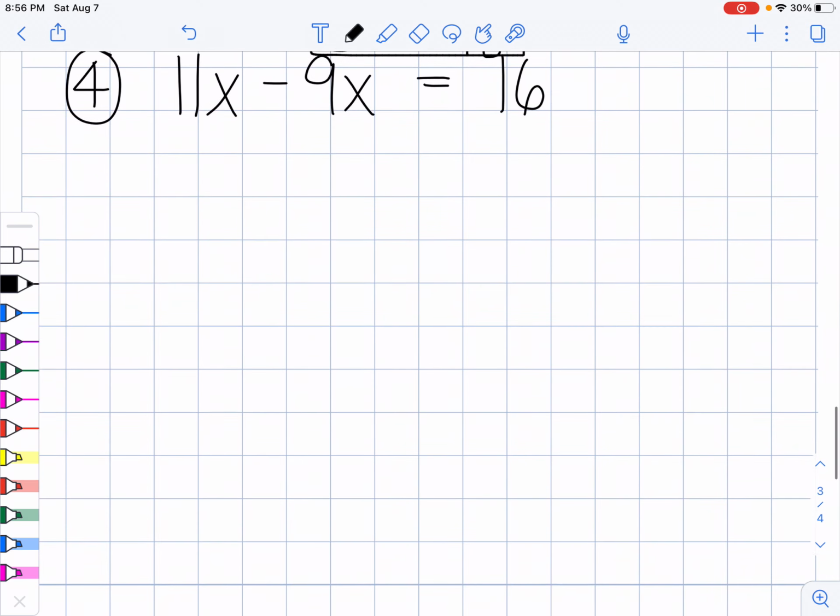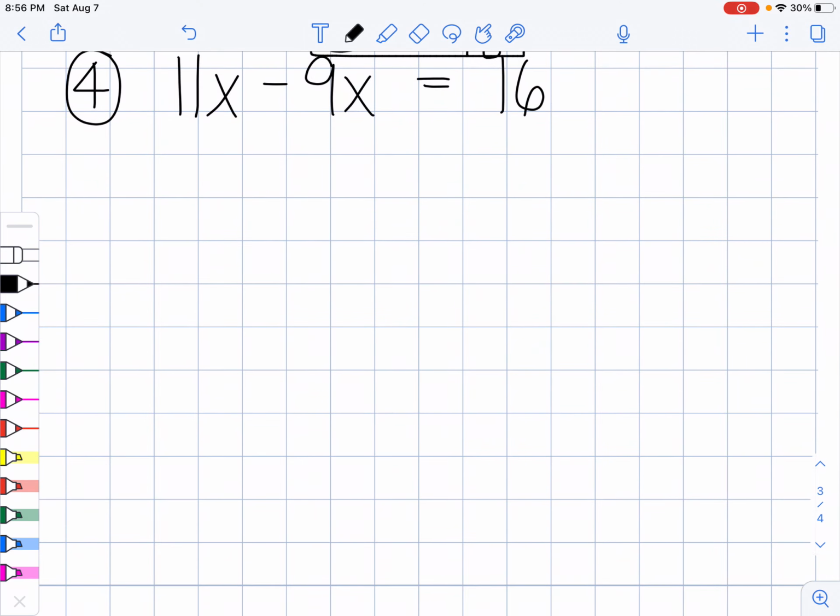And last but not least, this one looks a little bit different, but it still is 2 steps. And the reason is this. On my left-hand side, notice here I have 11x and here I have -9x's. These are considered like terms because this one has an x and this one has an x. So I first have to simplify 11x minus 9x before I can do anything else. So 11x minus 9x is equal to 2x.